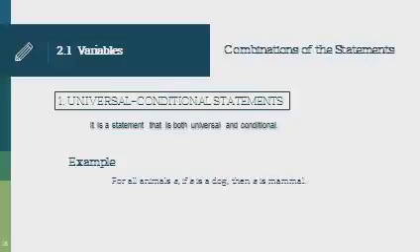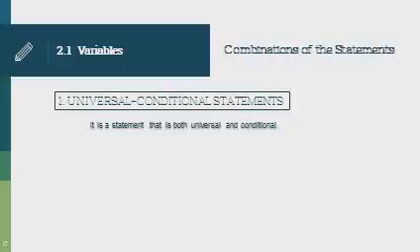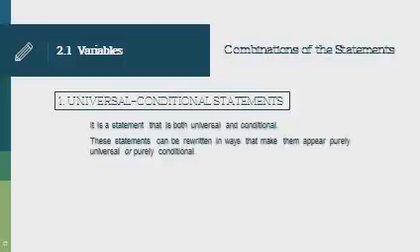So how can we say na mayroong universal dyan? Yung for all. Paano naman masabi natin na may conditional dyan? Yung if and then. Okay? Ayan. So meron tayong combination of universal conditional statement. Again, these statements can be written in ways that make them appear purely universal or purely conditional. Yun lang ang tatandaan nyo.